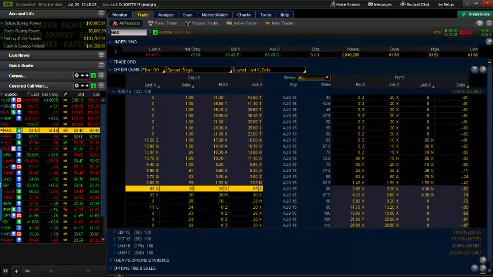So Hasbro is 83.43. We're going to use the August, the 85 strike. The strike is located here. We're going to sell it for 90 cents. 90 cents is right in the middle of the 85 and 95 bid and ask, so we're going to try to get 90 cents. It's a 35 delta.